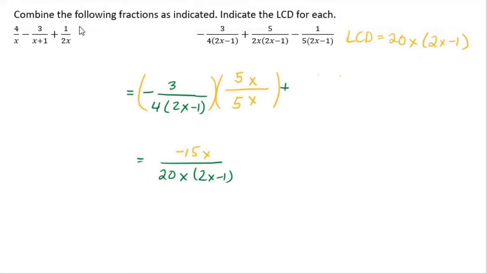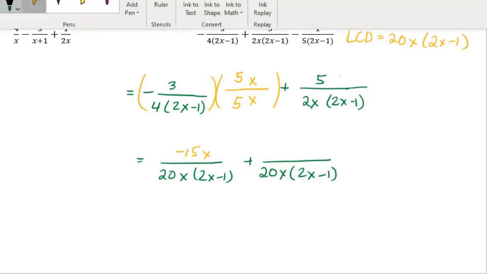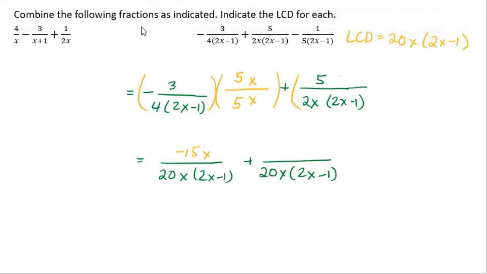Look at the second fraction. Again, when I'm determining what to multiply by, I'm not looking at the numerator. I'm only looking at the denominator and deciding what I will need to multiply the denominator by to turn it into the LCD. The only thing that's missing here is, well, we've got an x, we've got a 2x minus 1. The only thing missing is multiplication by 10 to turn the 2 into the 20. So I multiply top and bottom by 10, and 5 times 10 is 50.